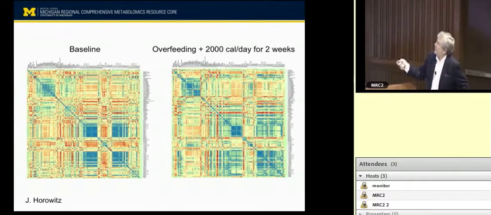And here's the baseline relationship map of, I believe, nine individuals. This was done in Jeff Horowitz's lab, before and then after feeding a high caloric intake, most of which was fatty acids.